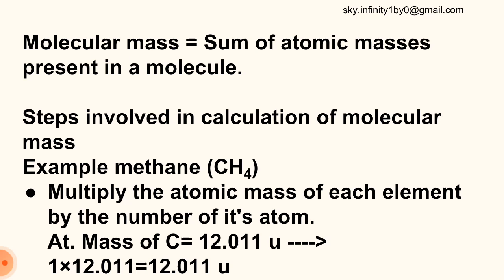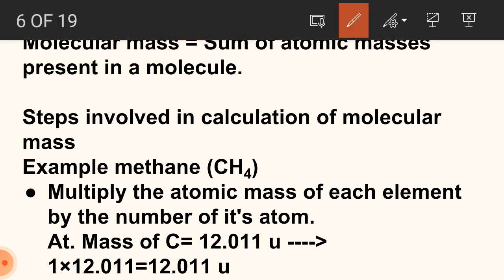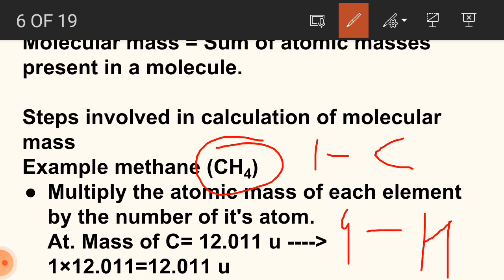First of all, we multiply the atomic mass of each element by the number of its atoms. So for methane, which is CH4, there is 1 carbon atom and 4 hydrogen atoms. We know that the atomic mass of carbon is 12.011 U. So 1 into 12.011 is equal to 12.011 U.